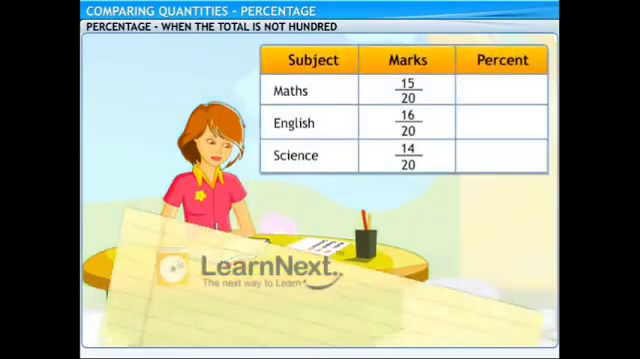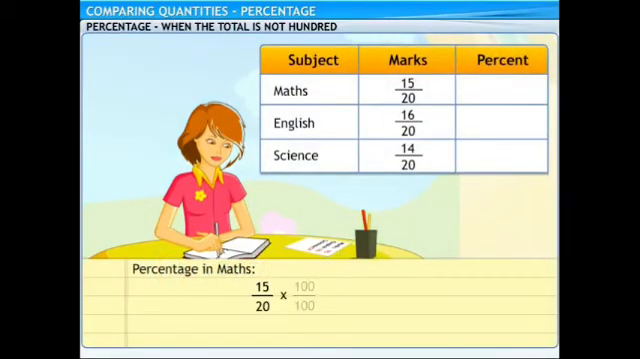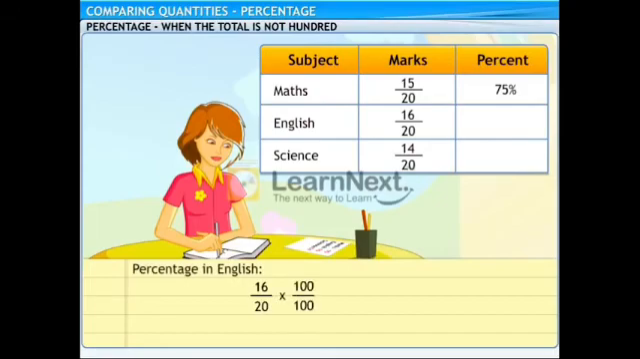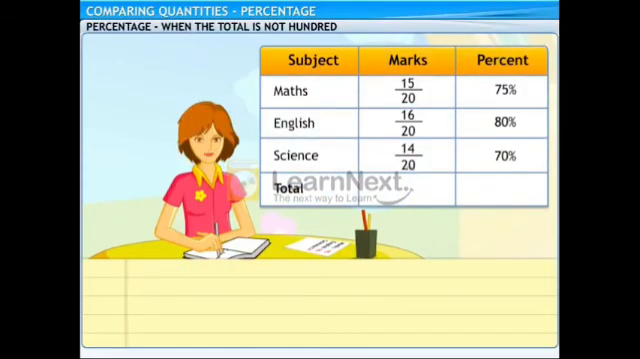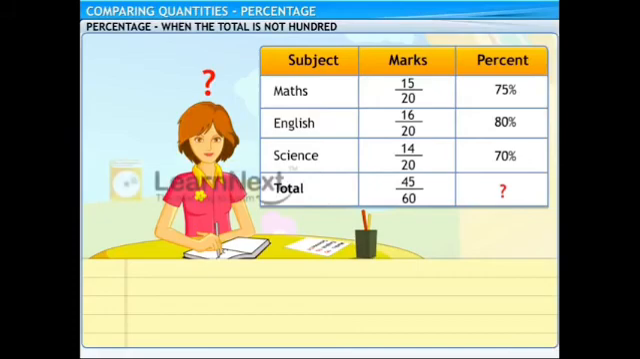To convert the fraction into percentage, Rima multiplies the fraction with 100 in the numerator and denominator. 100 out of 100 is actually 100%. On simplification, Rima calculates that she has scored 75% marks in math. Similarly, Rima calculates her score in English and science as well. She has scored 80 and 70% respectively.